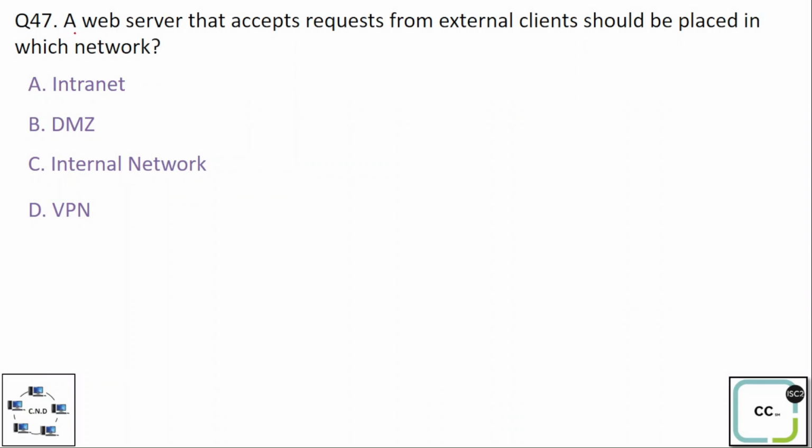Question number 47. A web server that accepts requests from external clients should be placed in which network? The options are option A, intranet, option B, DMZ, option C, internal network, and option D, VPN. And the correct option is option B, DMZ, that is demilitarized zone.